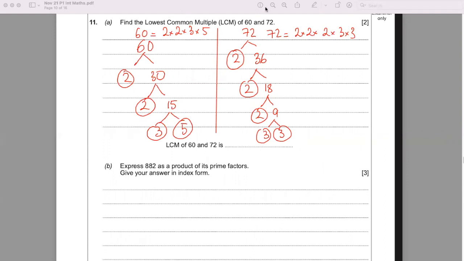Okay, so this is how you're going to do the Venn diagram. You're going to draw 2 circles to represent 2 sets of numbers. You got 60 and you got 72. Now we're going to see which number goes into both.